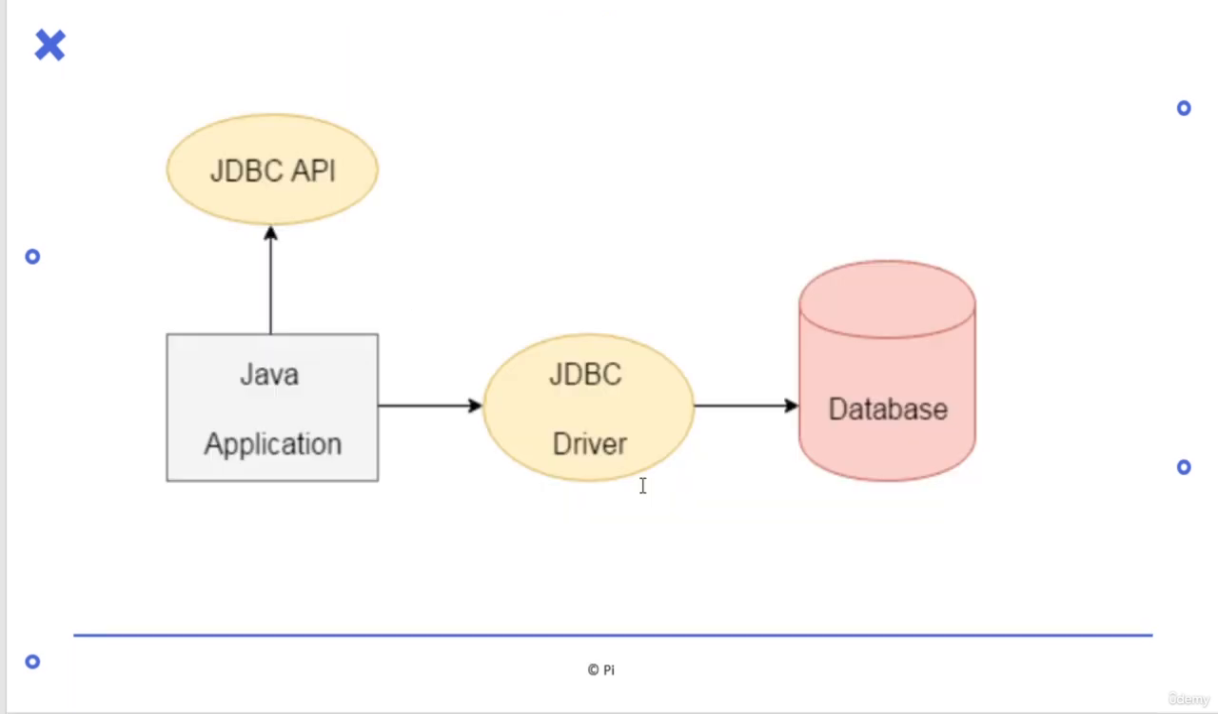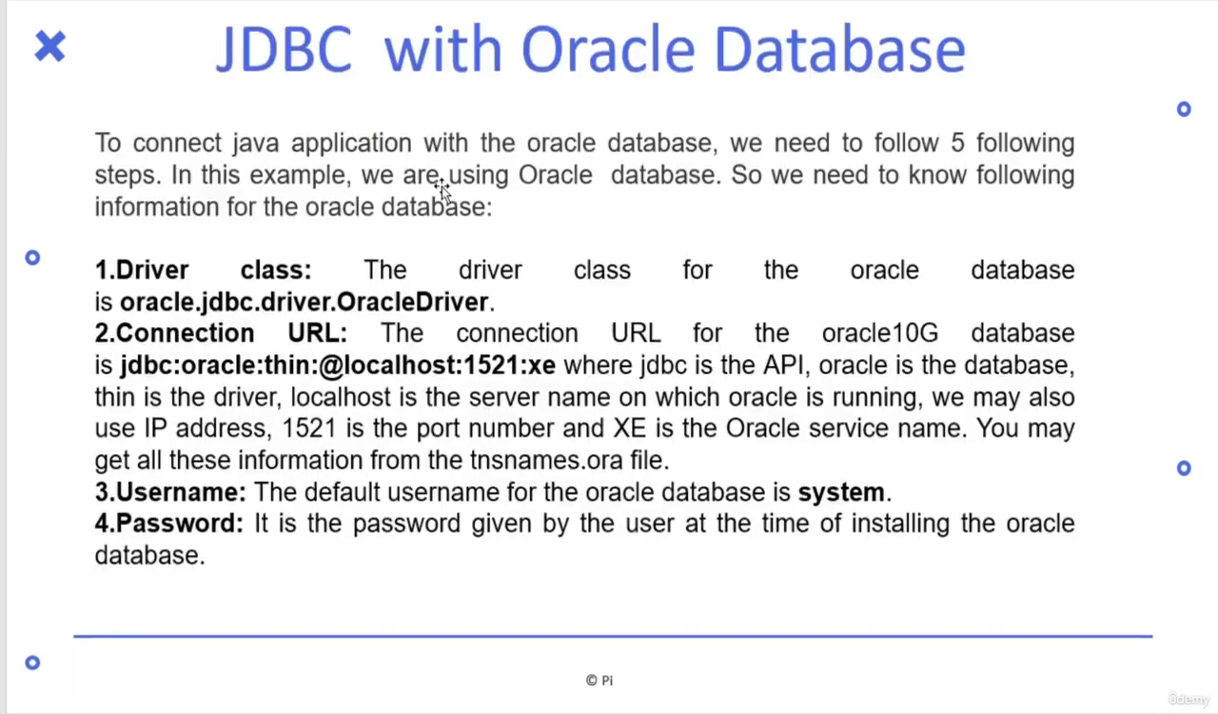So how does JDBC actually work? This is the JDBC API. This is our Java application. This is the JDBC driver and the database. Through the Java application, we are accessing both the JDBC driver for the database and the JDBC API. So this is very simple.